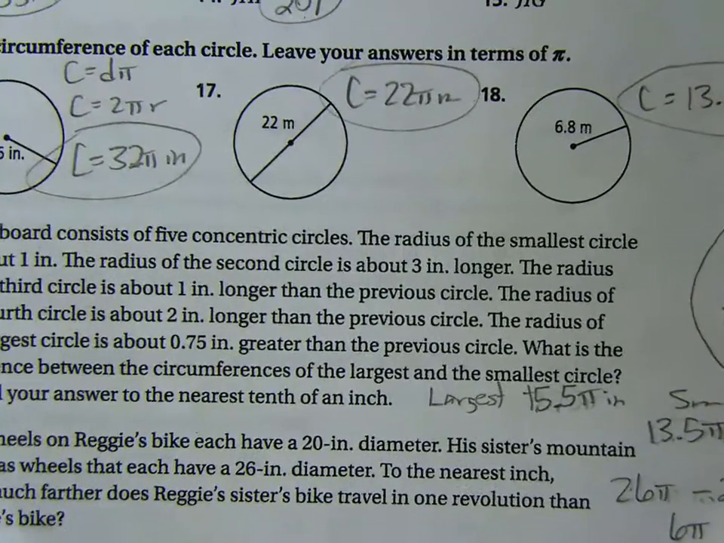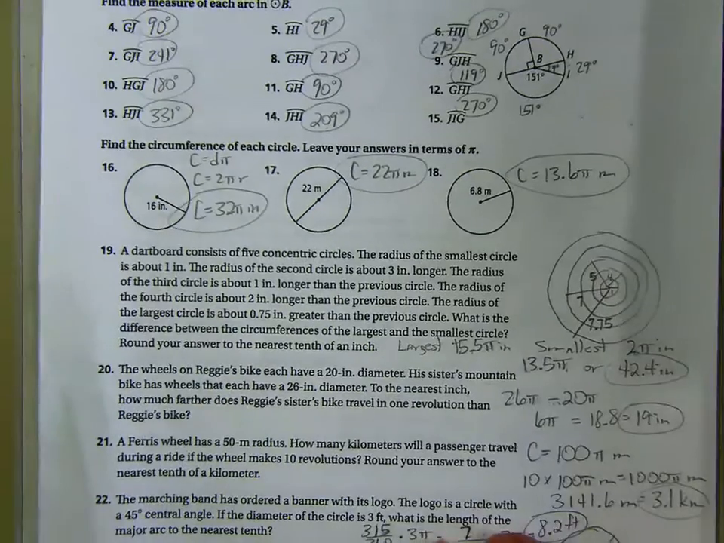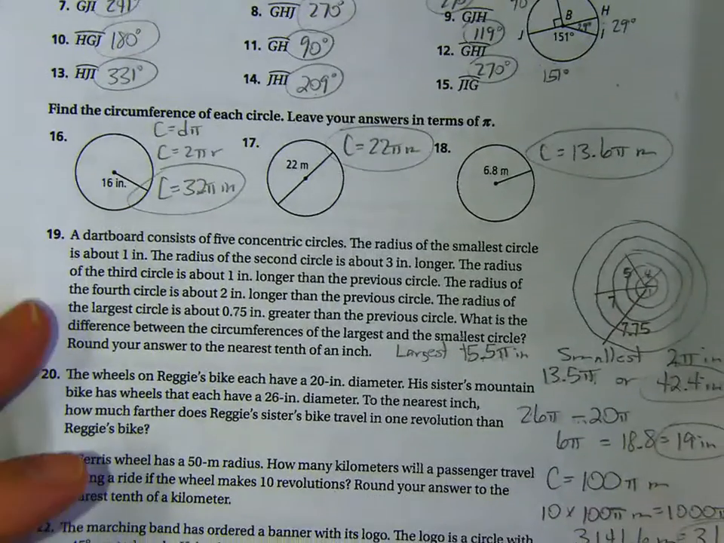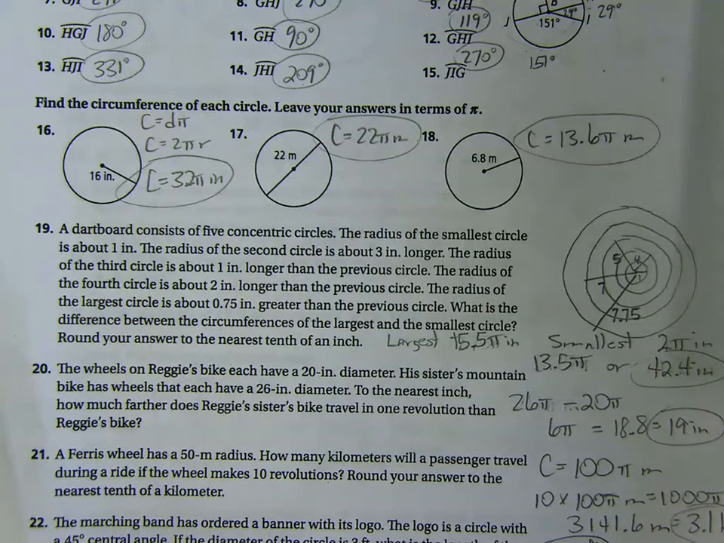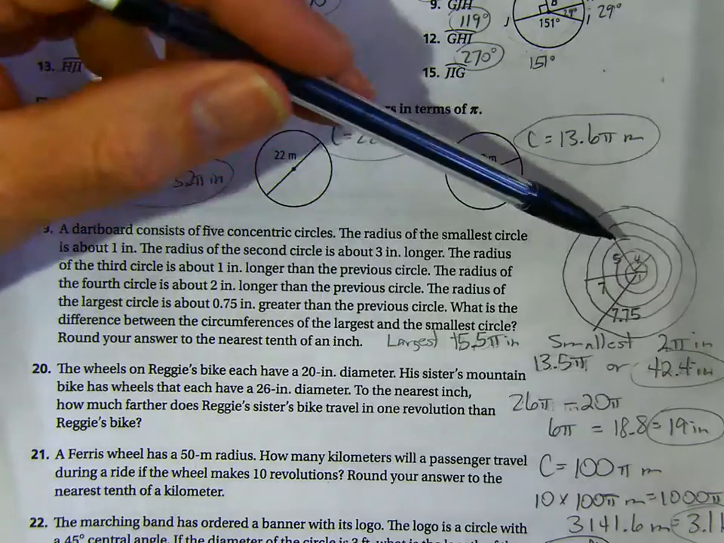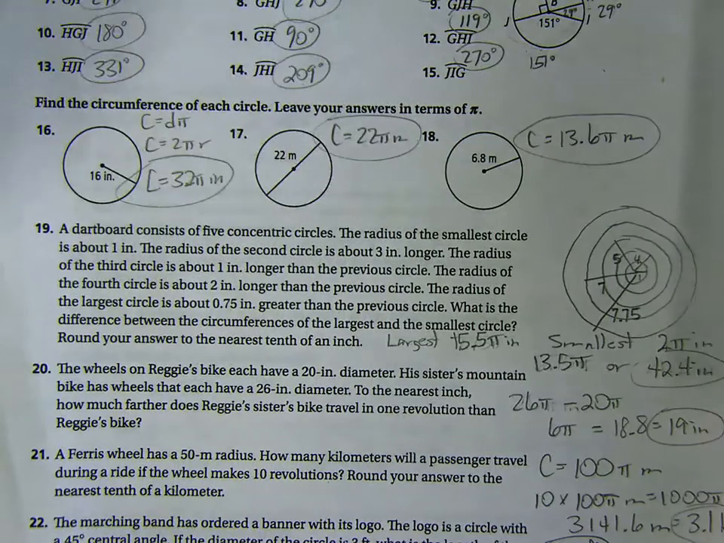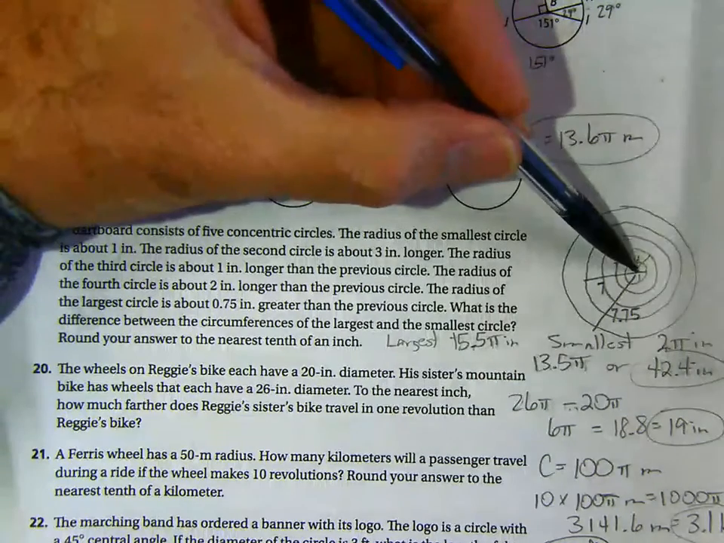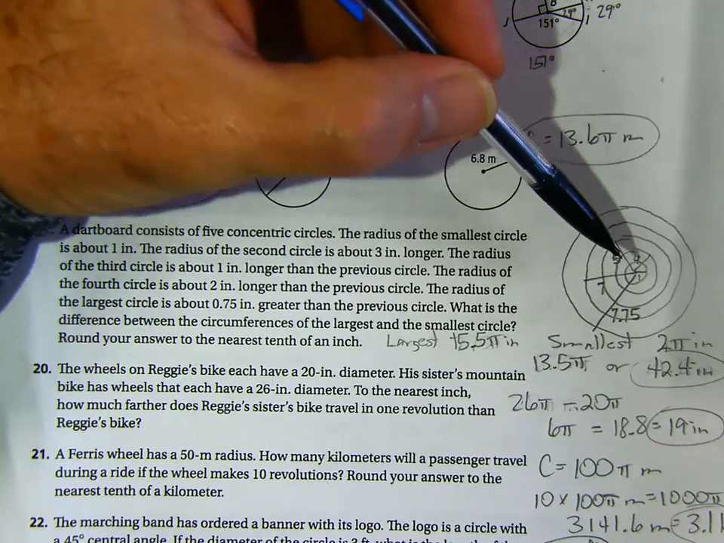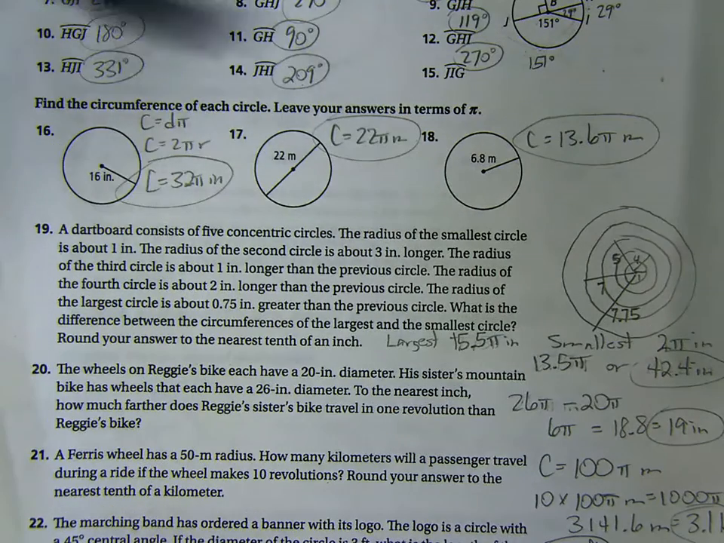Let me zoom out so we can see what kind of picture I drew for this one. It says a dartboard consists of concentric circles. I didn't do a great job drawing this, but concentric circles are circles that have the same center, but they're going to have different radii. They get bigger. It's like a target. It said the radius of the smallest circle is 1 inch. Now I put 1 right here for that one. It's hard to tell, but that says 1.